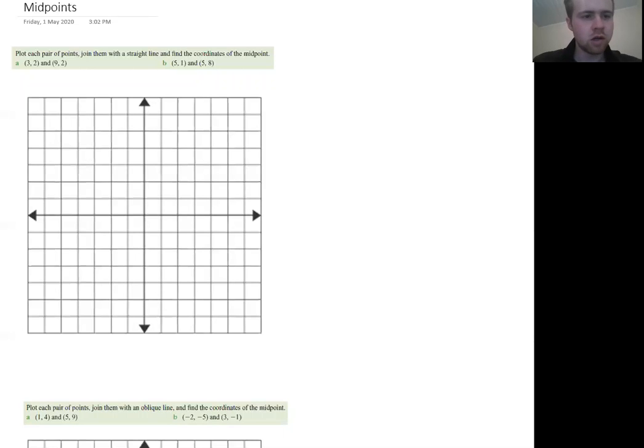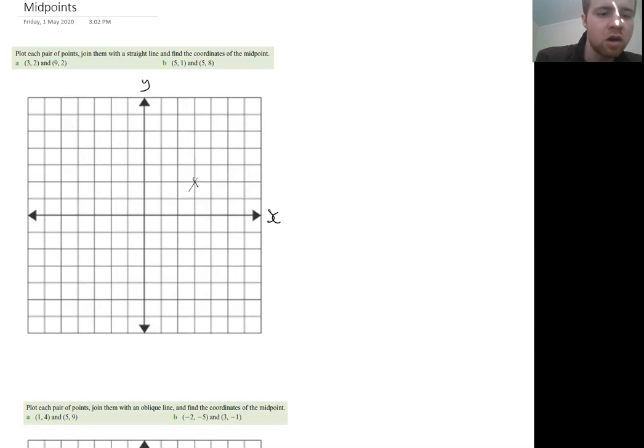So let's look at the question. Plot each pair of points, join them with a straight line, and find the coordinates of the midpoint. First of all, let's plot the points for part A. This is our x-axis, this is our y-axis. We go across 3, because always remember the first number is the x coordinate and the second number is the y. So we go across 3 and up 2.